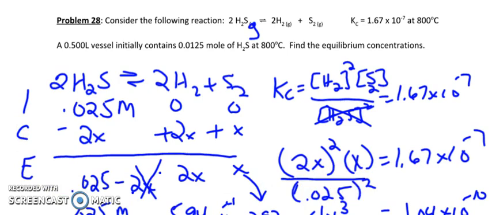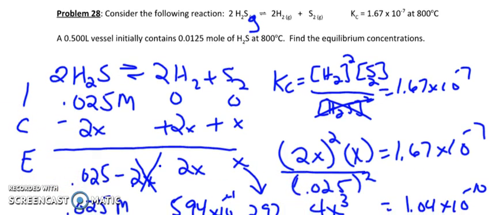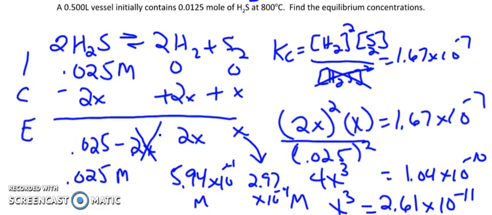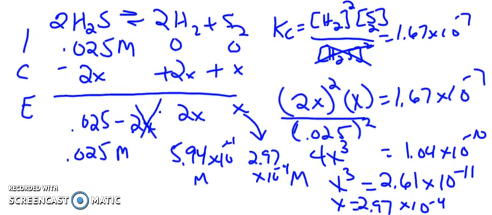So multiply both sides by 0.025 squared, and you end up getting 1.04 times 10 to the negative 10th on the right-hand side. And then when you work with this, we have 2x quantity squared, which is 4x squared, times x is 4x cubed. So now divide both sides by 4, and you get x cubed equals 2.61 times 10 to the negative 11th. x equals 2.97 times 10 to the negative 4th. I hope you got something along those lines.